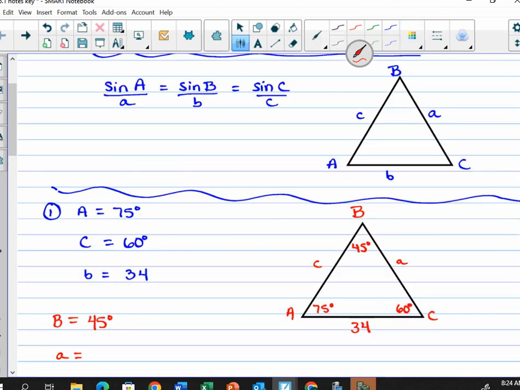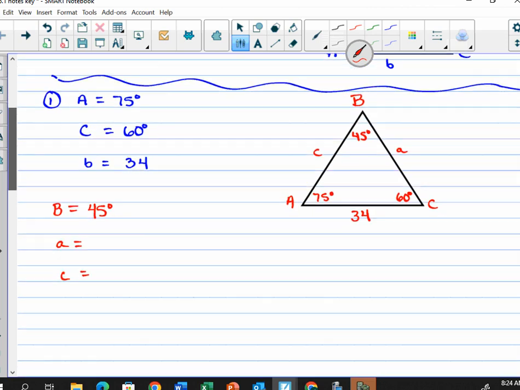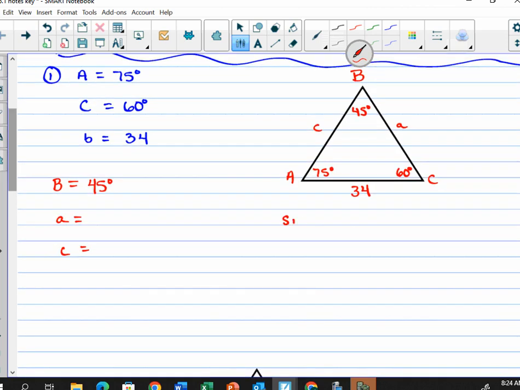Up here, this thing we wrote down, the law of sines, we're going to use 2 of those fractions at a time. You don't use all 3 at once. Since I know angle B and side B, I definitely want to pick the fraction with the B's, and then pick one of the other ones to solve first. So sine of 45 degrees over 34 equals, I'm going to do A first just because I like to go in alphabetical order, sine of 75 over little a.